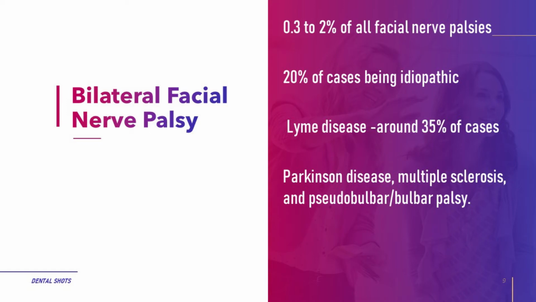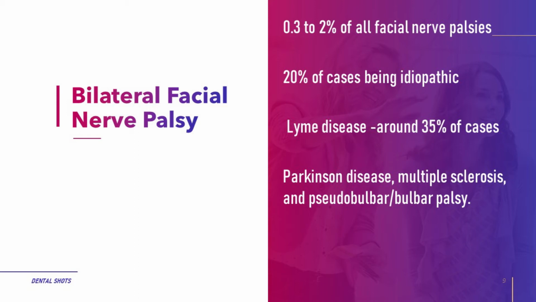Most facial nerve palsy is unilateral, but if you see a bilateral facial nerve palsy, you have to suspect Lyme disease, because 35% of cases of Lyme disease have a bilateral facial nerve palsy. It may also be a case of Parkinson's disease, multiple sclerosis, or pseudobulbar palsy. These bilateral cases are about 0.3 to 2% of all facial palsy, and 20% are of idiopathic origin.